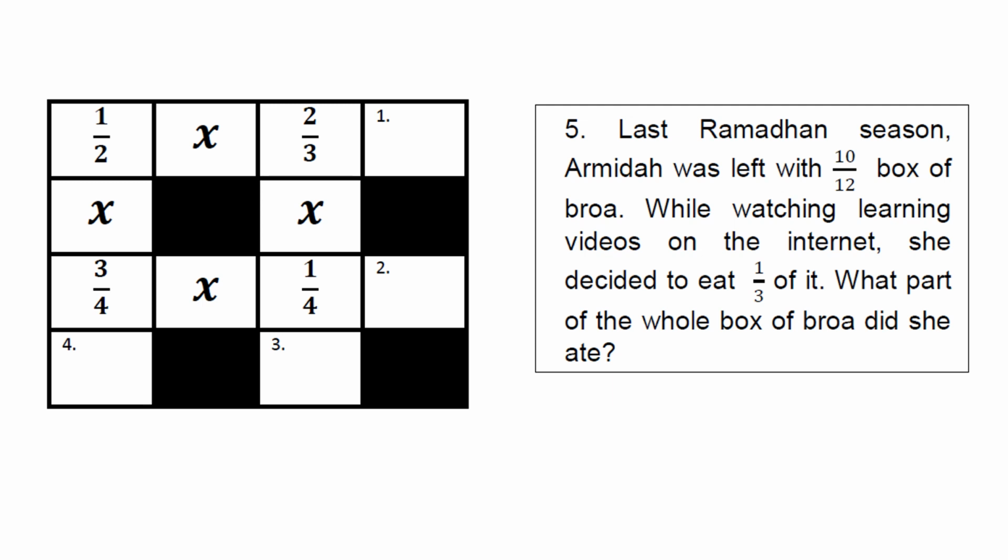So, ito na yung puzzle na kailangan yung isolve. Merong number 1, 2, 3, 4. At ang panglima, last Ramadan season, Armida was left with 10/12 boxes of broa. While watching learning videos on the internet, she decided to eat 1/3 of it. What part of the whole box of broa, I don't know how to pronounce it, did she eat?